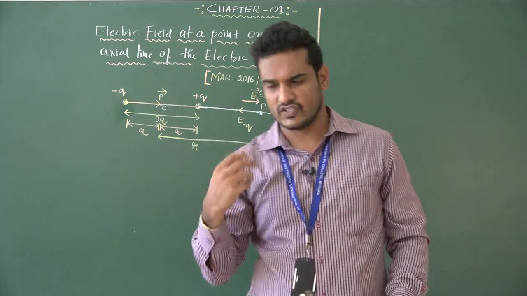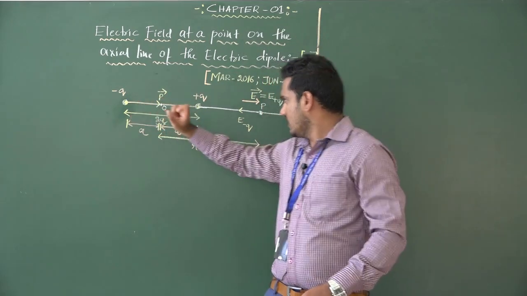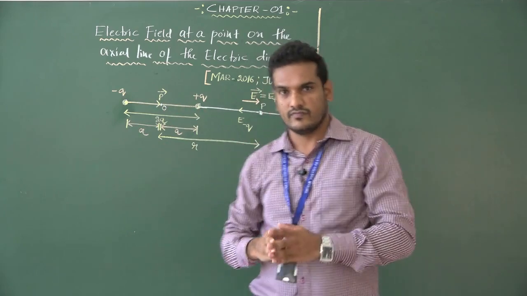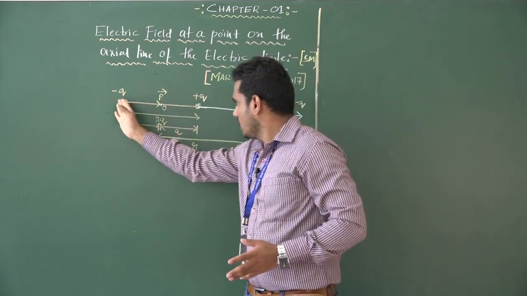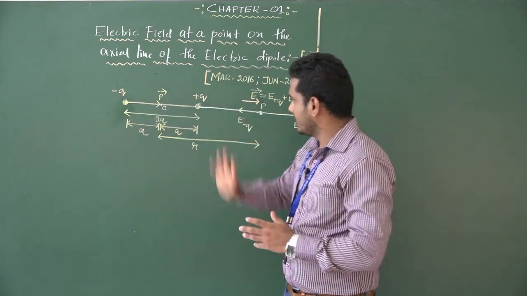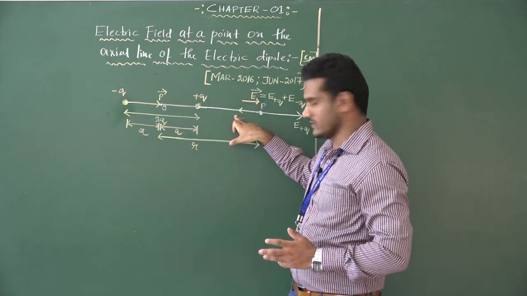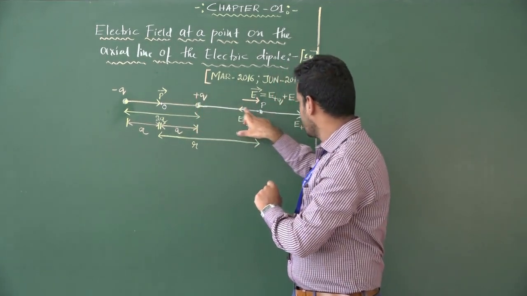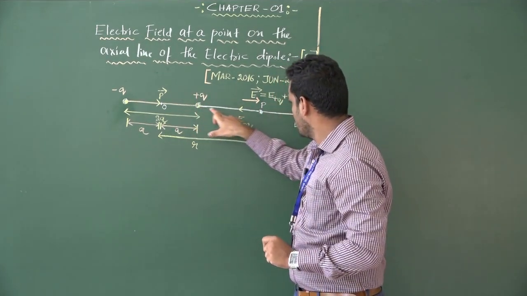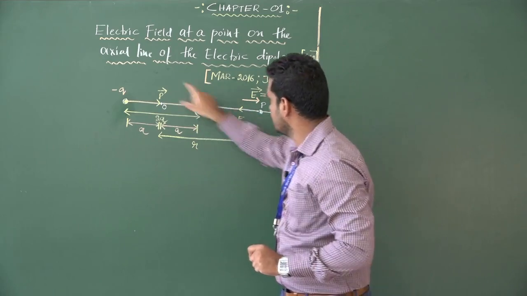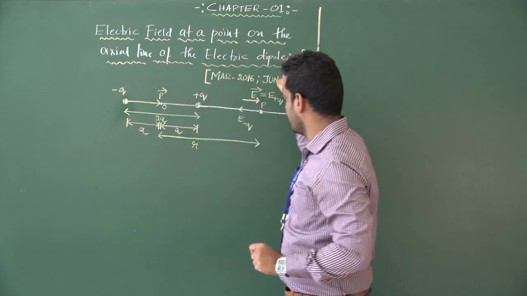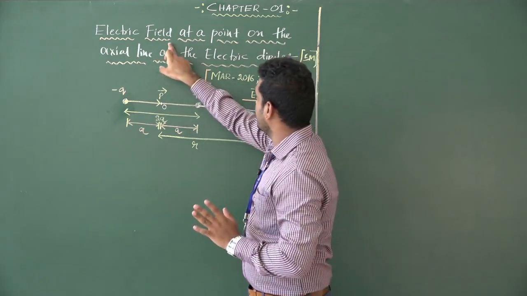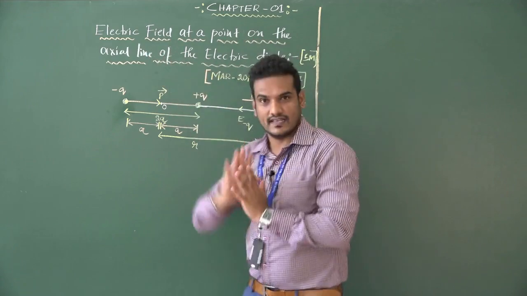The straight line joining the negative charge and the positive charge can be extended on either side, which means it can extend on the negative charge side and also on the positive charge side. So I extended it on the positive charge side. Look at this straight line that I marked using white chalk. That is nothing but the axial line of the electric dipole. Our intention is to find the electric field at a point on the axial line.